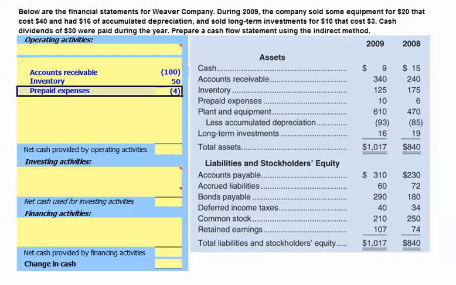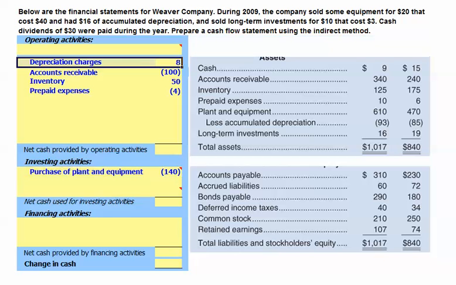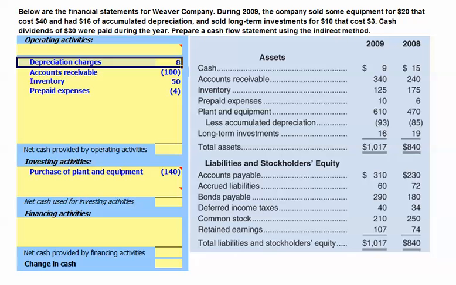Next, we have plant and equipment. Plant and equipment increased from $470 to $610. This $140 increase in assets will show up as a use of cash in the investing section of our cash flow statement. Next, we have our change in accumulated depreciation. Recall, accumulated depreciation decreases assets, and accumulated depreciation increased by $8. This $8 in depreciation will show up in our operating section as a source of cash.